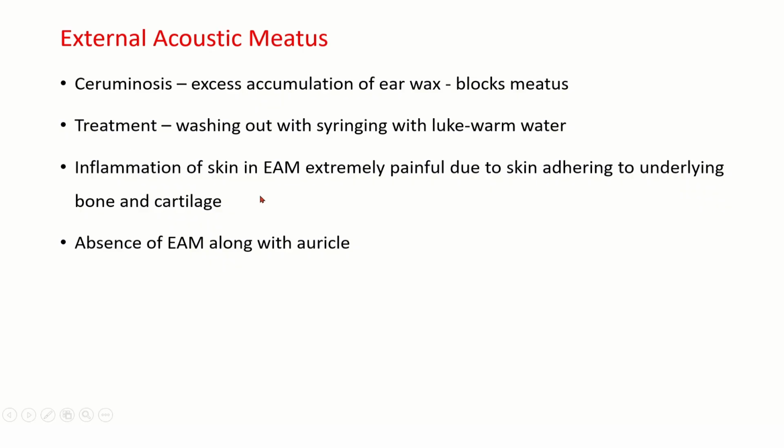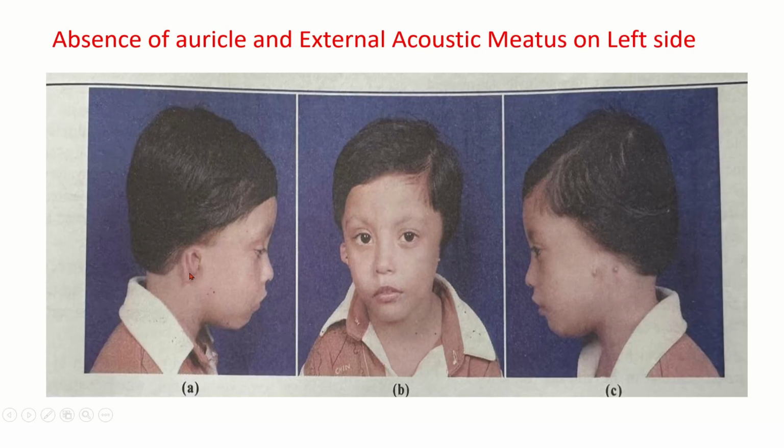Inflammation of the skin in the external acoustic meatus is extremely painful due to the skin adhering to the underlying bone and cartilage. You can also see absence of the external acoustic meatus along with the auricle in anotia conditions. You can see here, this is a case of microtia on the right side. On the left side, you can see complete absence of the auricle and the external acoustic meatus. Anotia with absence of the external acoustic meatus. Thank you.